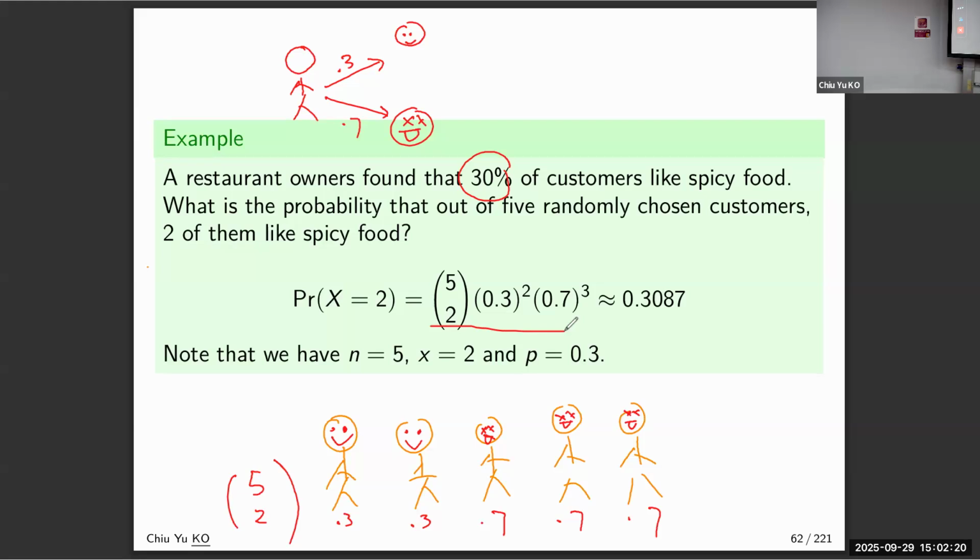Of course, this may not be something the restaurant cares about directly, because maybe he doesn't care about exactly 2. He cares about 3, or 2 or more, right? Then you have to calculate 2, 3, 4, 5 and add up these probabilities. Is it big enough? Then he will decide whether to replenish or not, and so on and so forth. Is that clear?